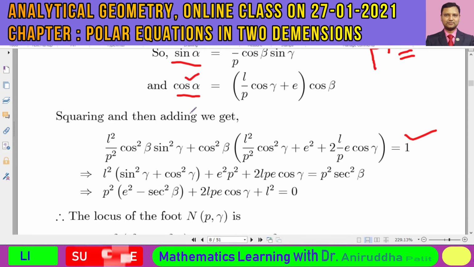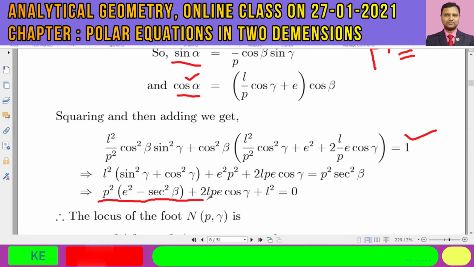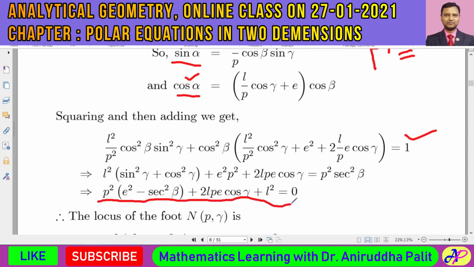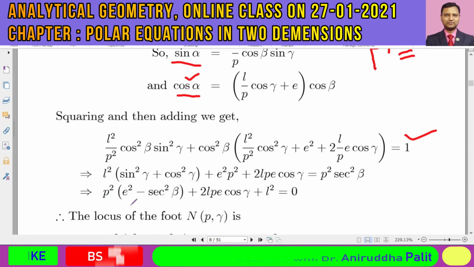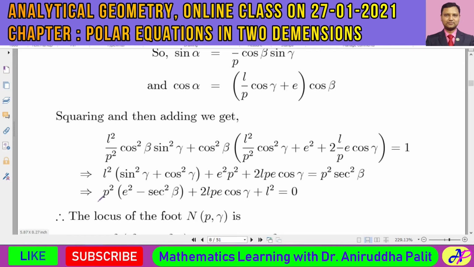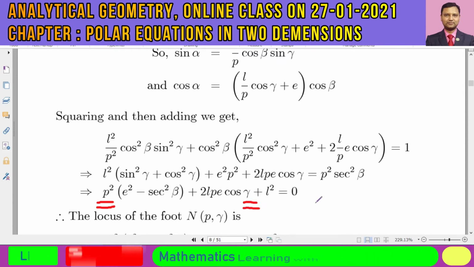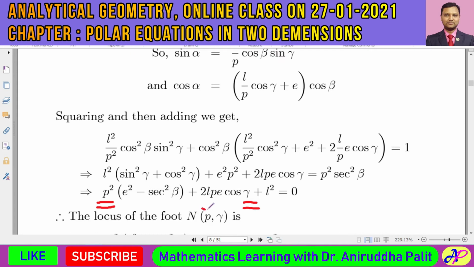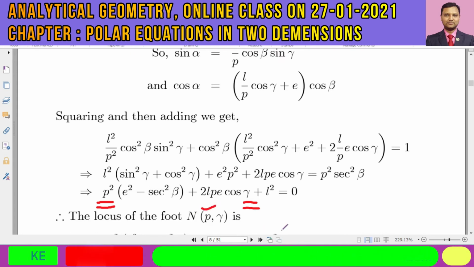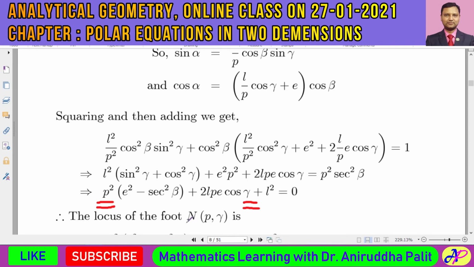Got it? So if we just square them and add them, ultimately we get a relation. You see, we get this kind of relation. In this relation, you observe that we have the quantities P and gamma. So we get a relation involving P and gamma, and we were interested in the locus of the point N.